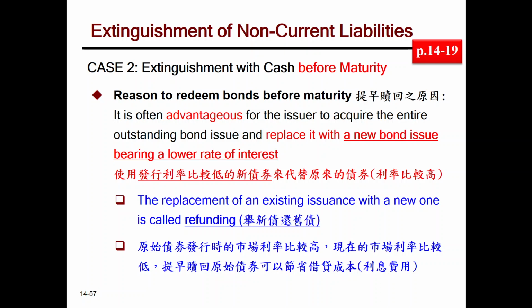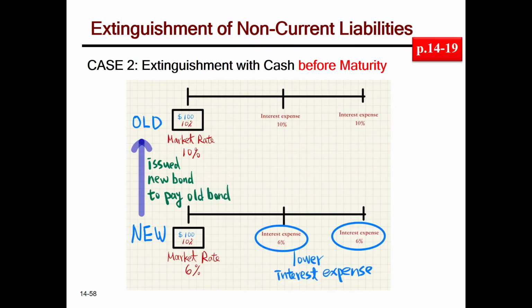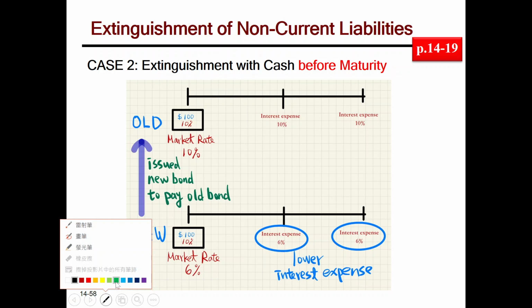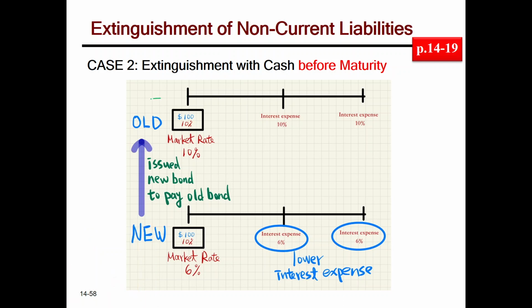So what does it mean? I issue a new bond today, get the money to pay the debt for my old bond. Then why do I want to do that? It means today I want to buy back my old bond. You issued the old bond maybe 5 years ago, or maybe 2 years ago.